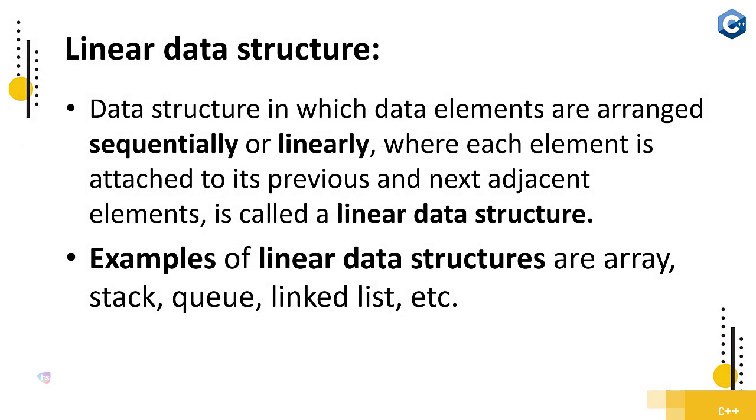A linear data structure is one in which data elements are arranged sequentially or linearly, line by line, 1 2 3 4 5 6 in an order, where each element is attached to its previous and next adjacent elements. Examples of linear data structures are array, stack, queues, and linked list. Like a train, the engine is moving in the front, the boxes come next, and at the end some trolley bags would be there. The same way, a linear data structure would be arranged in the form of moving and transmitting the data.